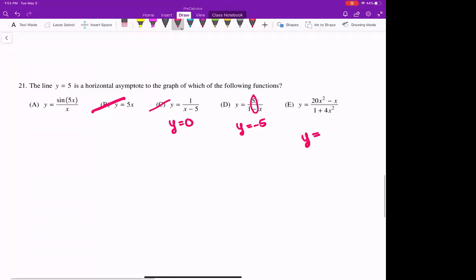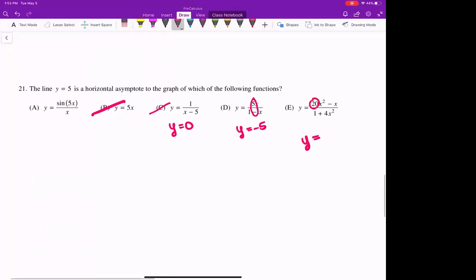E is the right answer because we do the leading coefficient of 20 over the leading coefficient of 4, which is 5. So that's why E was the right answer.